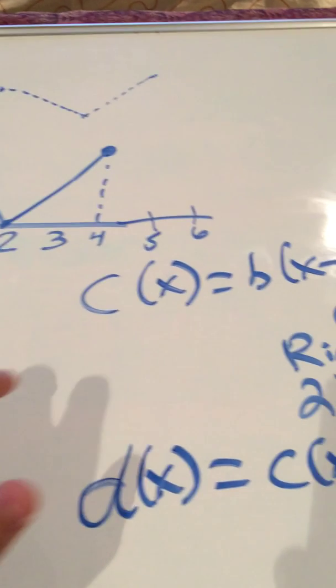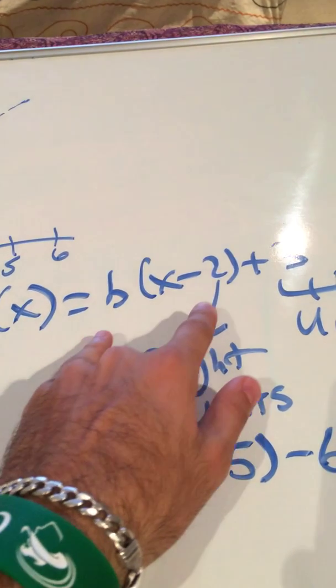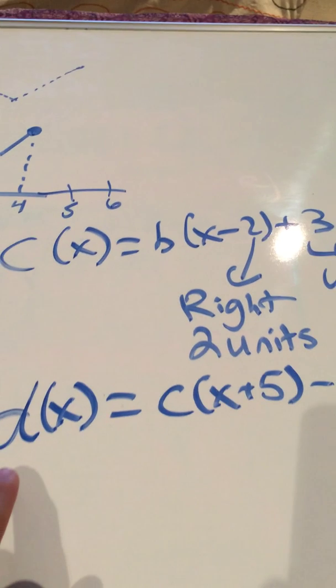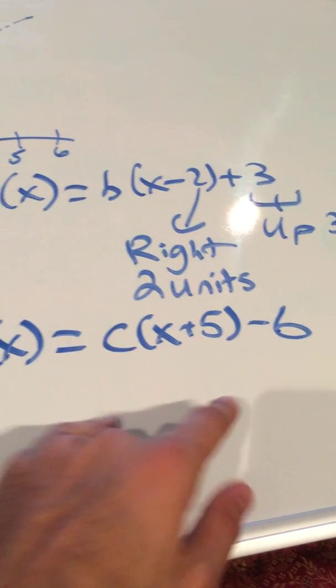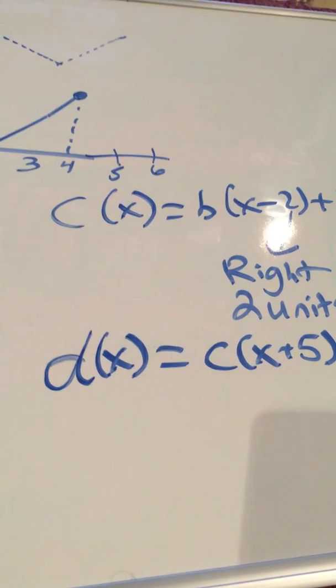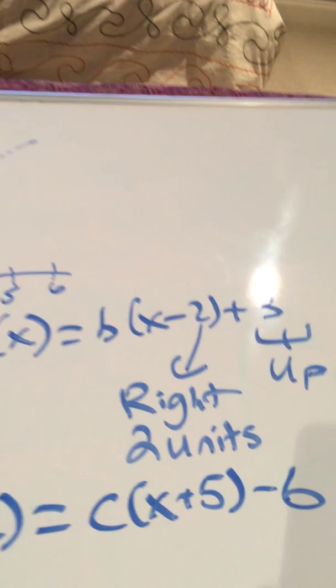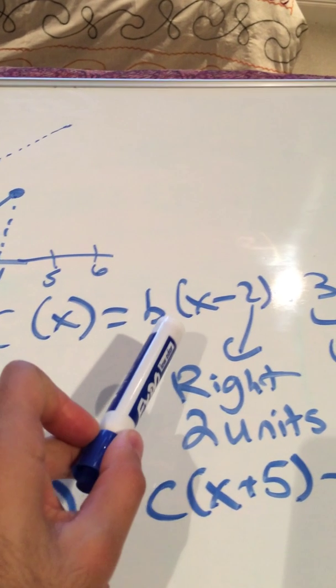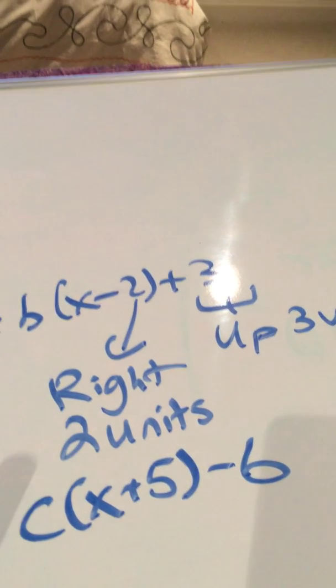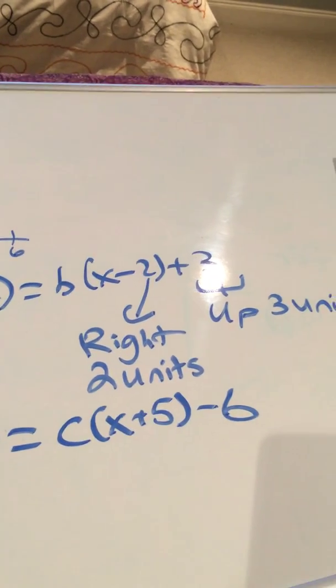And the functions are c of x, which is b of x minus 2 plus 3. Then you have d of x, which is c of x plus 5 minus 6. And then, of course, on the paper, we also have e of x. I'll just do c of x and then talk through the rest. So the equation for c of x is b of x minus 2 plus 3. We've got to see this kind of annotating on the problem, folks.